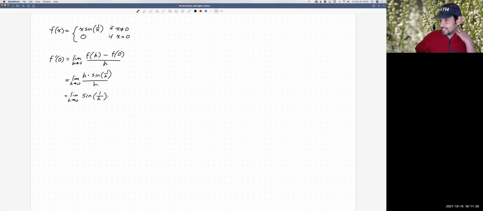But what happens to sine as you keep scrolling through larger and larger numbers? Well, sine does what sine does. It keeps just waving up and down between -1 and 1. And so this limit does not exist because it never hones in on some number. We can make this input here as large as we want by making h as small as we want. And as the input to sine gets larger, the outputs just oscillate between -1 and 1. So this limit does not exist.